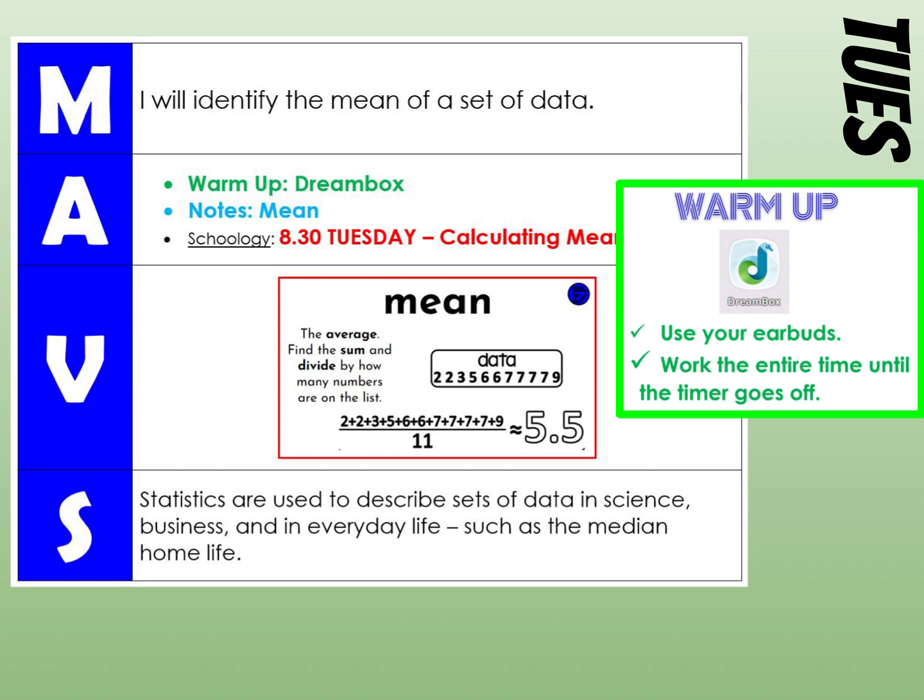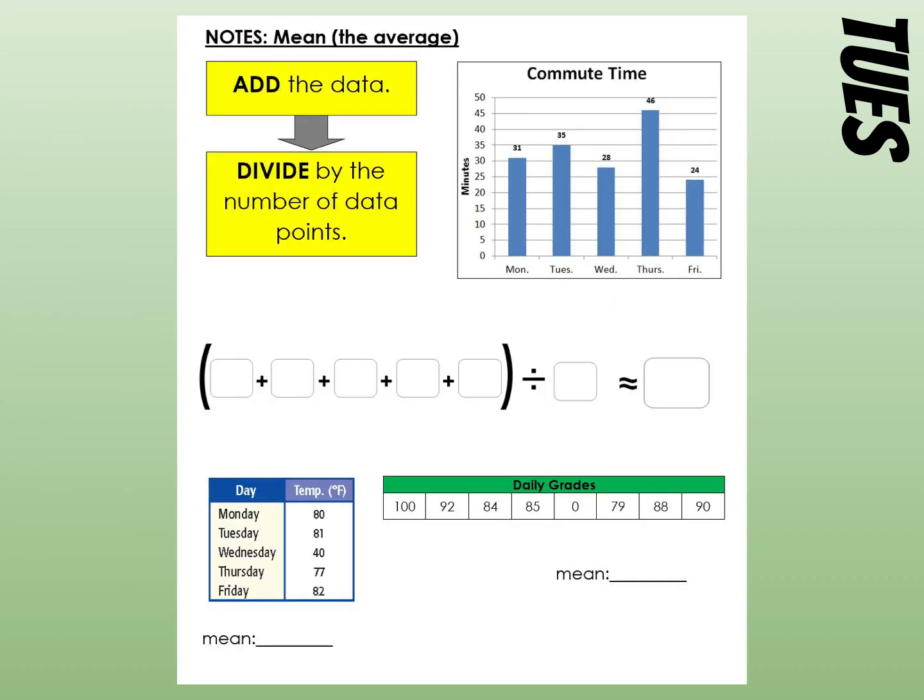Today we're going to be learning about calculating the mean. The mean is another word for the average. To find the average, we add up all the numbers to get the sum, the total, and then divide by how many are on the list. As I'm filling out the notes, you should be following along and writing the same thing on your paper.